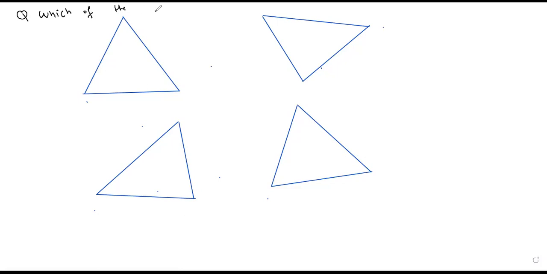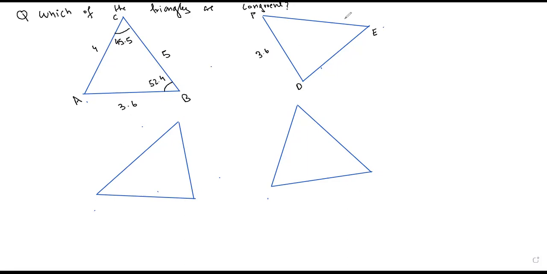Which of the triangles are congruent? You have been told that this triangle is A, B, and C. This angle is 45.5. This one is 52.4. This side is 5. This side is 4. This side is 3.6. Then this triangle is D, E, F.